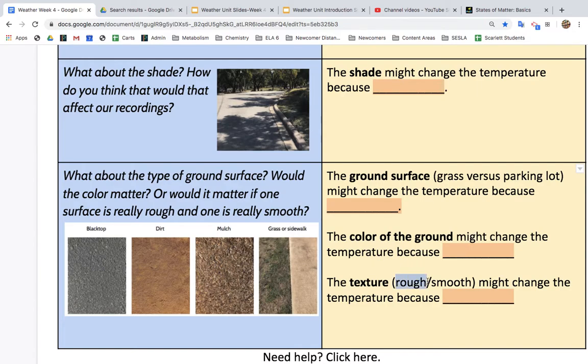And last, the texture of the ground. By the texture, we mean how rough or how smooth it is. Do you think that a rougher surface like blacktop would have the same temperature or a different temperature than a very smooth surface like a sidewalk?